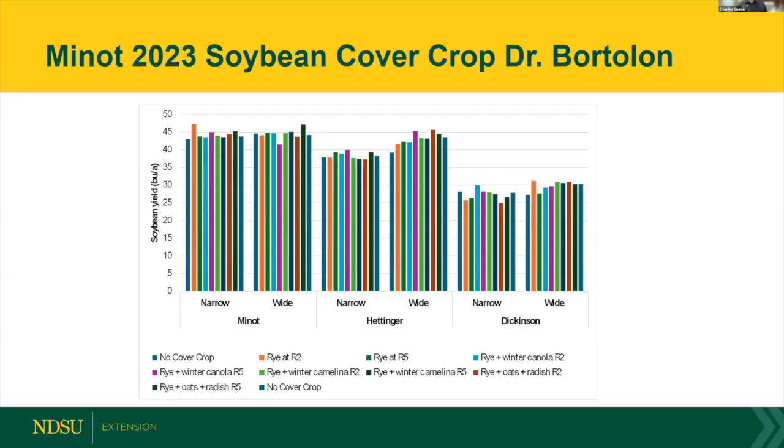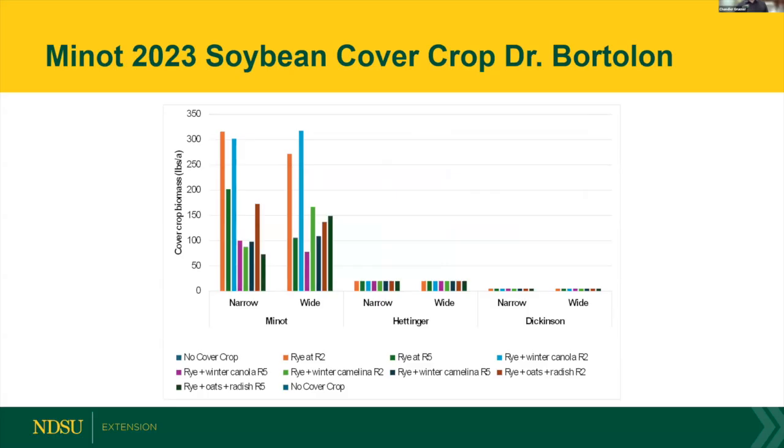A lot of times people say, oh, you didn't get any yield impact from your cover crops, you probably didn't have much cover cropping. Well, here in Minot, because we had the higher soil moisture, we got cover crop biomass from a few of the cover crops, especially cereal rye planted at the R2 soybean timing, or cereal rye planted at the R5 timing, or rye and winter canola put out at the R2 soybean growth stage.